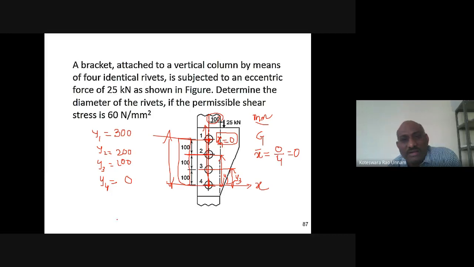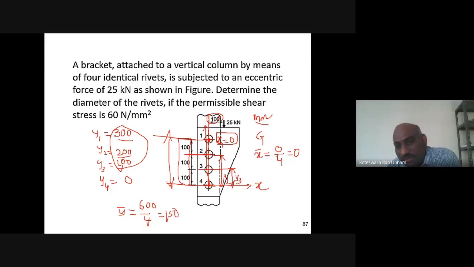So now your y bar is sigma yi. You need to add up all these things divided by the number of rivets. So if you add all these things, what will I get? 300 plus 200 plus 100, that is 600, by 4, which is the number of rivets. I'll get it as 150 mm.